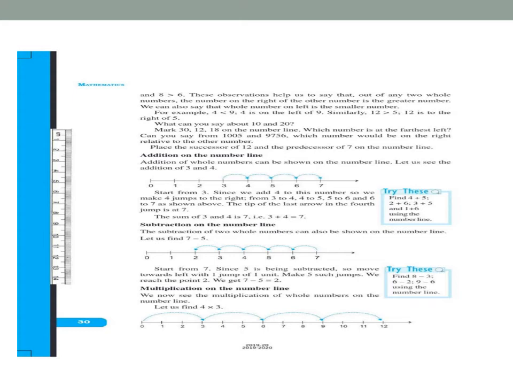Now coming to the next one. What is the next one? After addition, you know the next will be subtraction. Subtraction on the number line. So here also we are doing the subtraction on the number line only. The subtraction of two whole numbers can also be shown on the number line. Let us find 7 minus 5. Before starting, I wanted to tell you that whenever we are subtracting numbers on a number line, we have to move the arrow to the left.